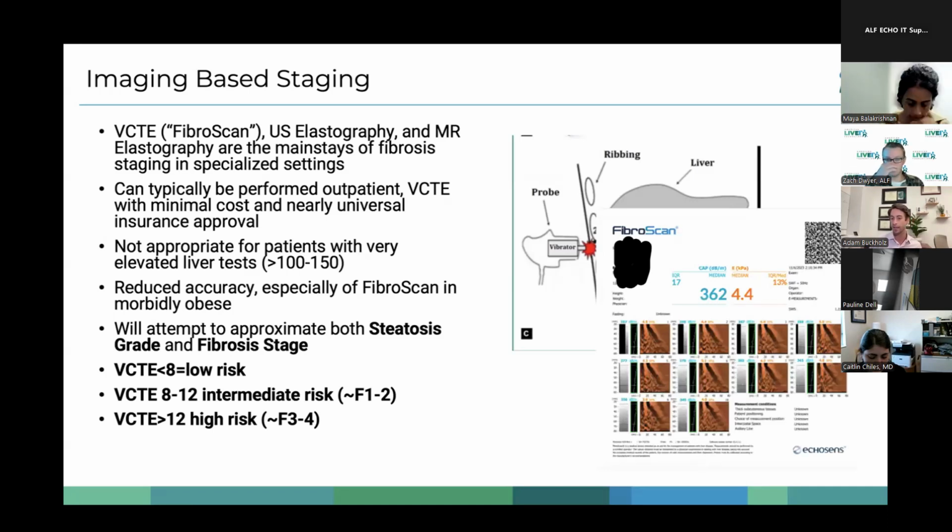So you can see on the right-hand side, and I think we'll go through this a little bit more in the case studies, but this particular patient, on the left-hand side, you can see 362, which would correspond to a high grade of steatosis. And on the right-hand side, 4.4, which, as you can see based on the scale that I put here, would suggest that somebody's at low risk for having significant fibrosis. So those less than 8, low risk, those greater than 12, high risk, and 8 to 12 is in between. As I said, there's some loss of sharpness between the stages and in the middle of all of these tests.